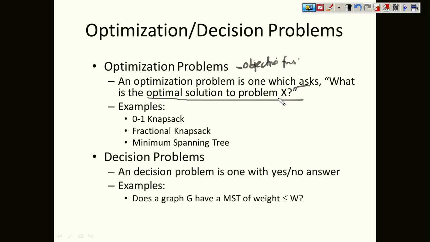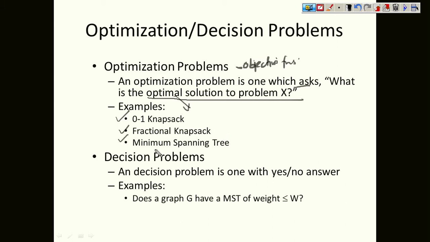For any given problem, we are always looking for the optimal solution, and when we say optimal, we are either looking to maximize or minimize our objective function. For example, when we talk about 0/1 knapsack, here we want to maximize the profit. When we talk about the fractional knapsack, again it is an example of maximizing the profit.